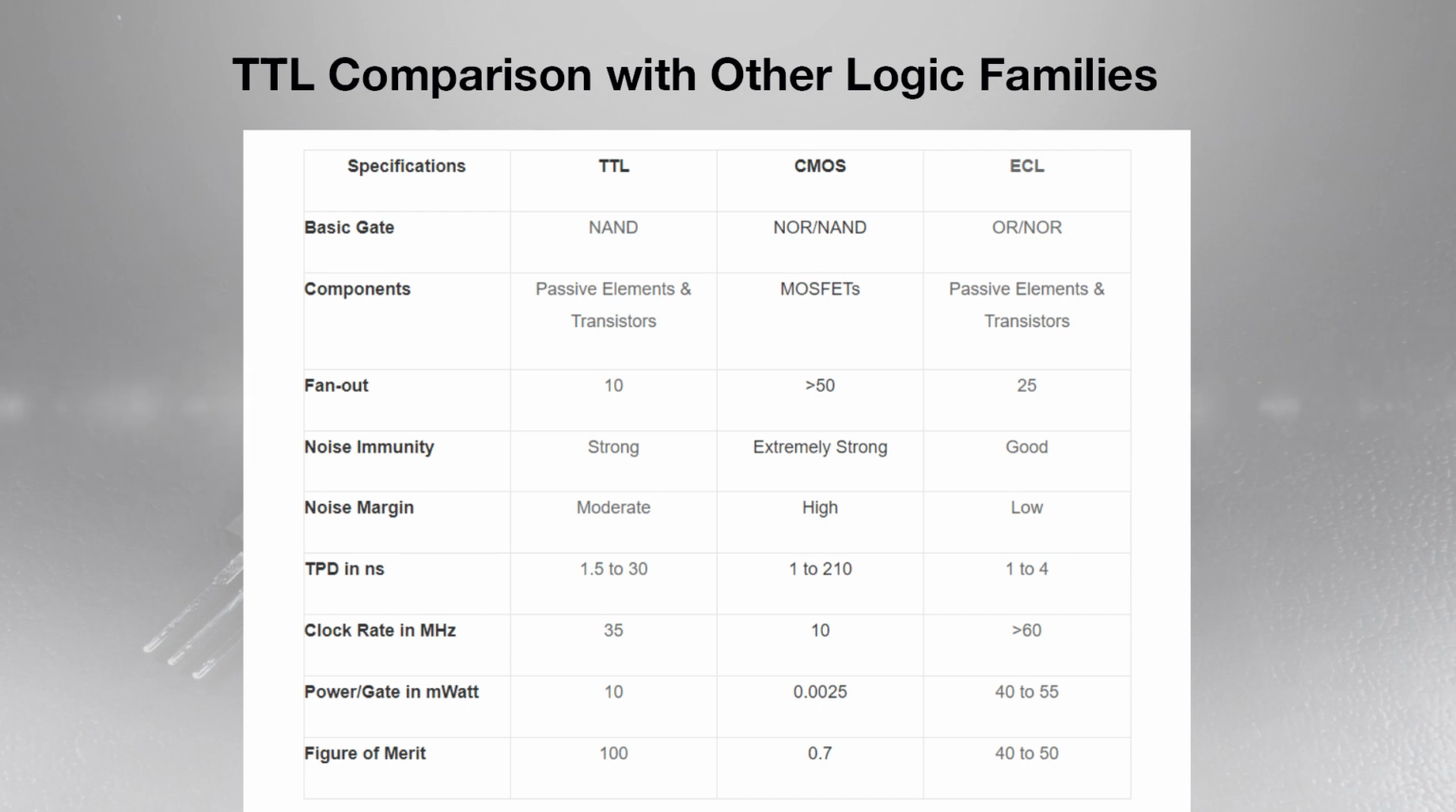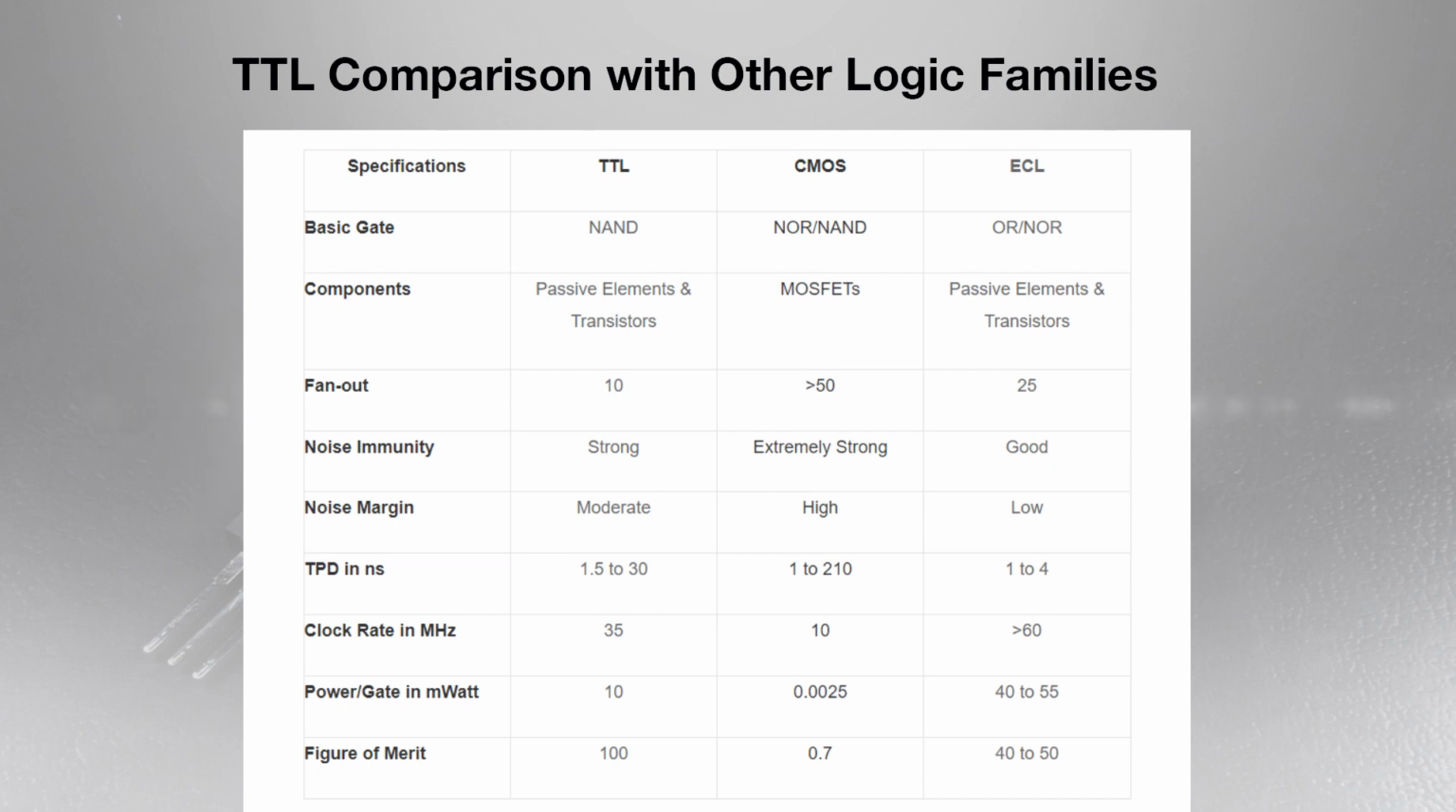The characteristic is noise immunity. The noise immunity is strong for TTL, extra strong for CMOS, and good for ECL. Now the noise margin is moderate for TTL, high for CMOS, and low for ECL.